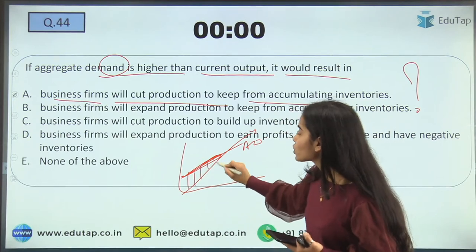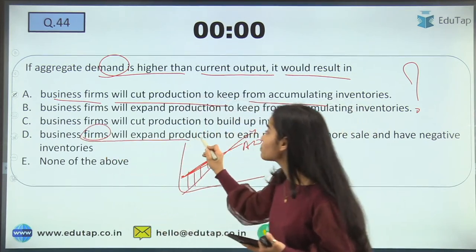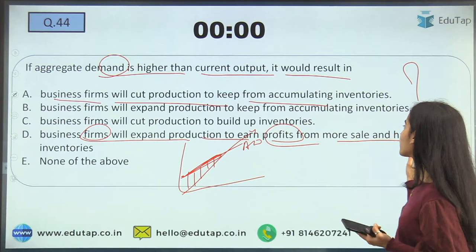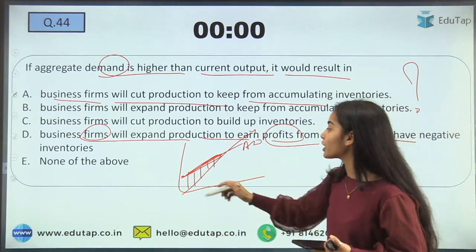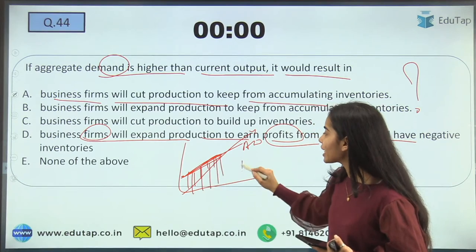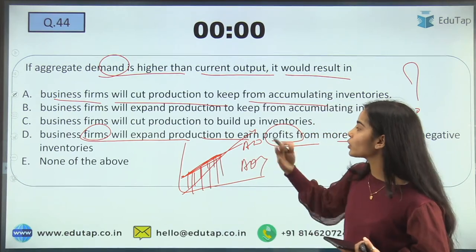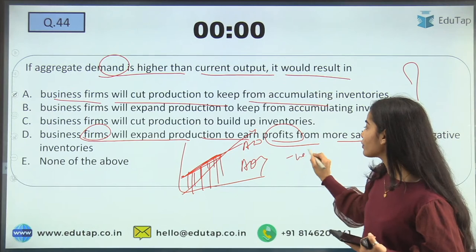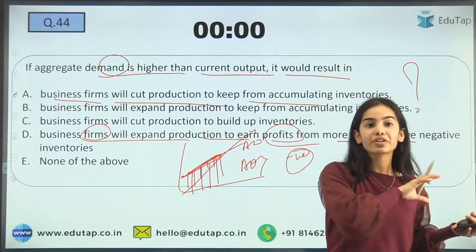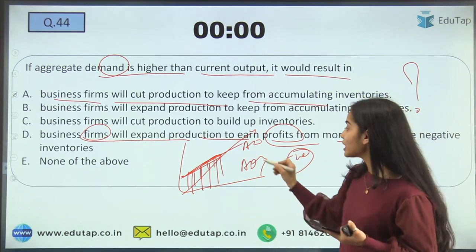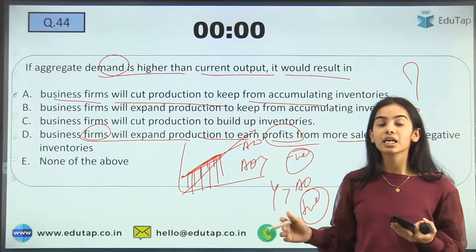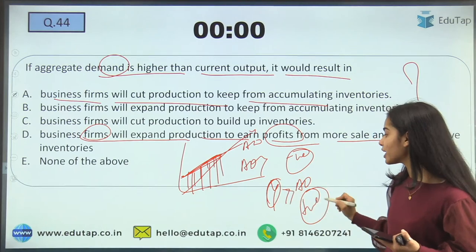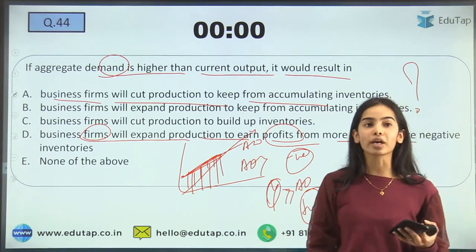This is higher. So what will happen is that the business firms will expand production to earn profits from more sales and have negative inventories. The firms will want to produce more, because the aggregate demand is higher, and they will have negative inventories, because whatever is in the inventory, they will have sold out. When the income is greater than aggregate demand, then there are positive inventories because the output is greater than aggregate demand, and so inventories are stocking up.